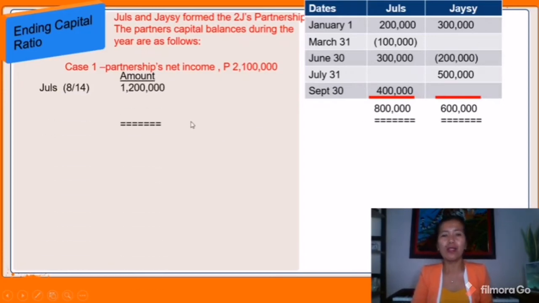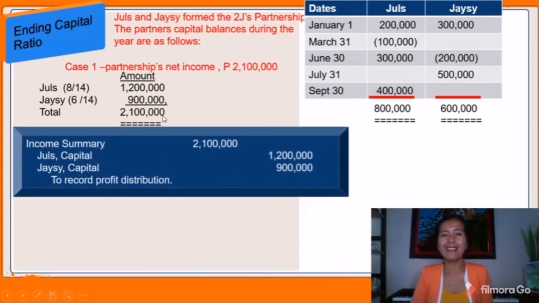So to solve that one, this is it. 8 over 14 times 2,100,000 is 1,200,000. And for JC, 6 over 14 times 2,100,000 gives us 900,000. And the total is 2,100,000. And this is our entry.